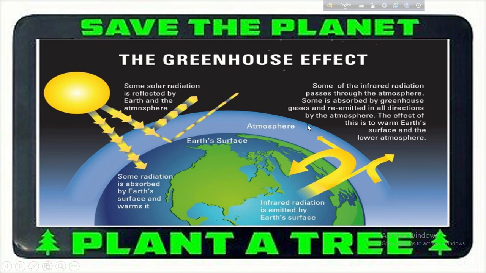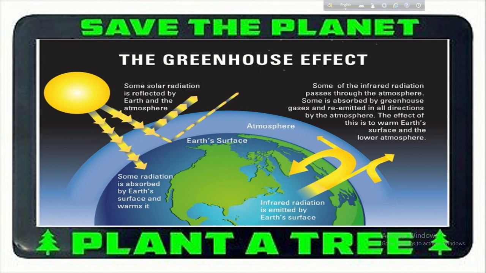Some is absorbed by greenhouse gases and re-emitted in all directions by the atmosphere. The effect of these two is to warm the earth surface and the lower atmosphere. So, dear learners, here the heat is coming.